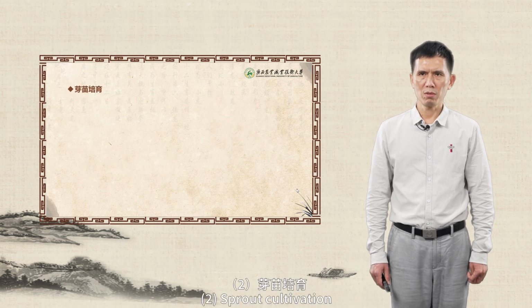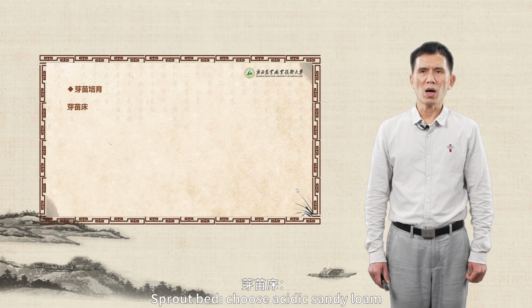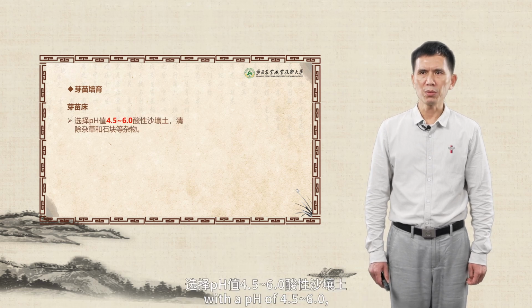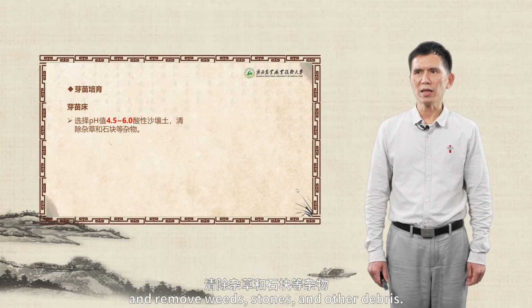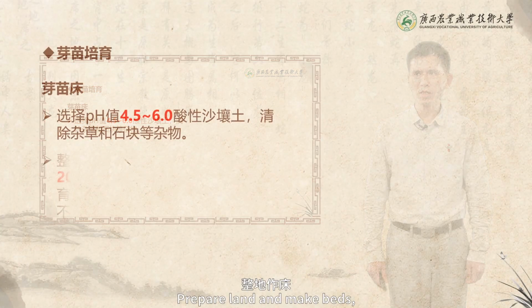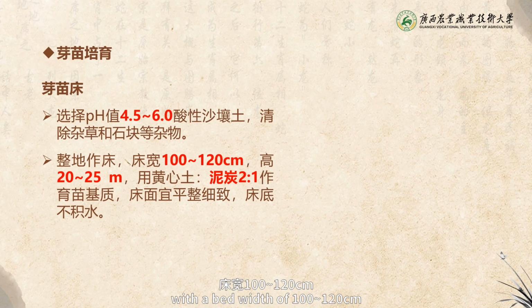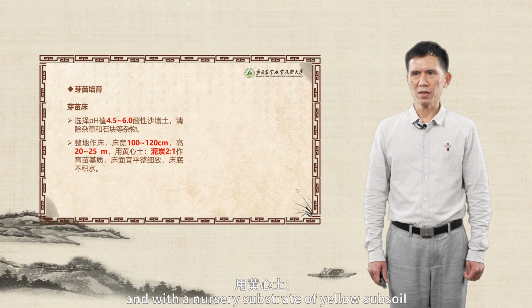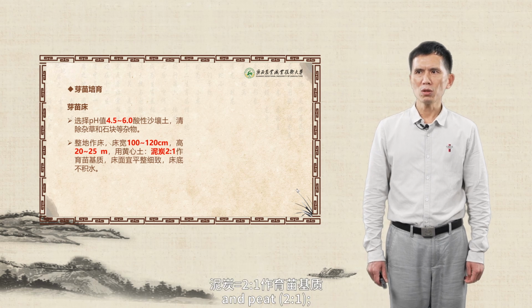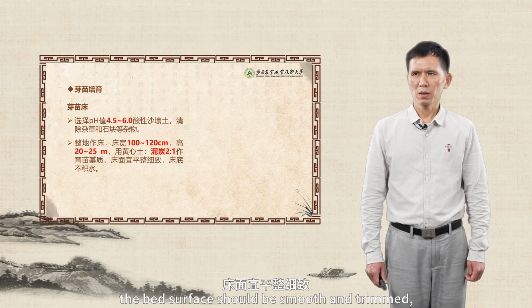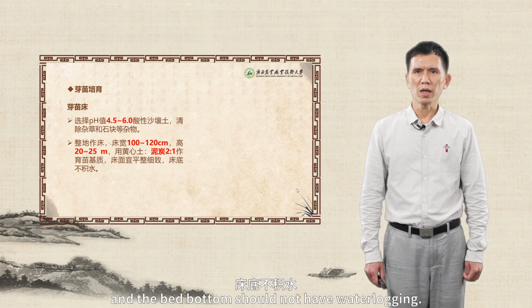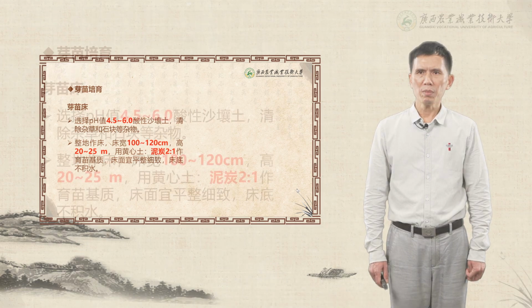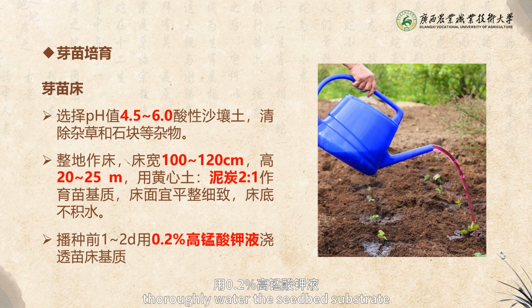2. Sprout cultivation. Sprout bed: choose acidic sandy loam with a pH of 4.5 to 6.0, and remove weeds, stones, and other debris. Prepare land and make beds, with a bed width of 100 to 120 centimeters and a height of 20 to 25 meters, and with a nursery substrate of yellow subsoil and peat, 2:1. The bed surface should be smooth and trimmed, and the bed bottom should not have waterlogging. 1 to 2 days before sowing, thoroughly water the seedbed substrate with 0.2% potassium permanganate solution.